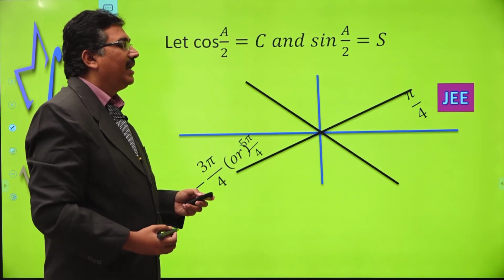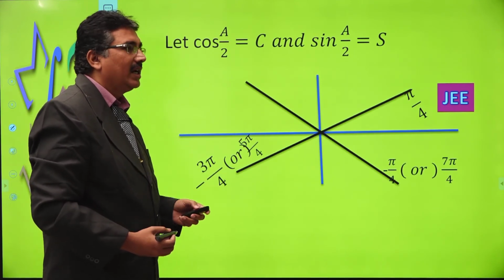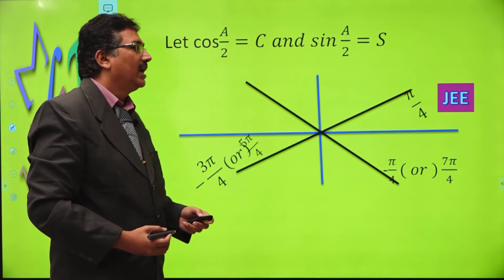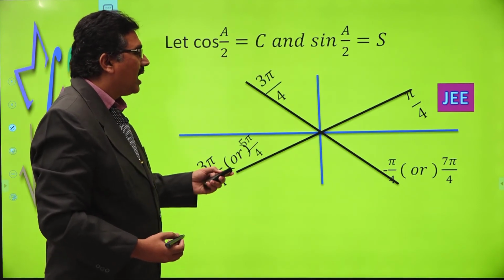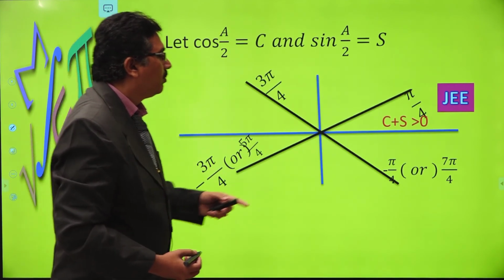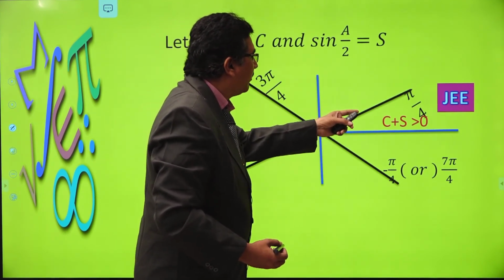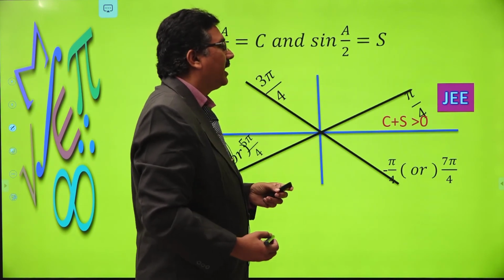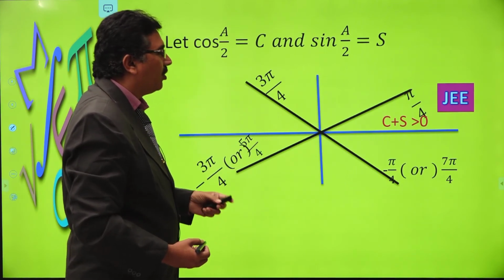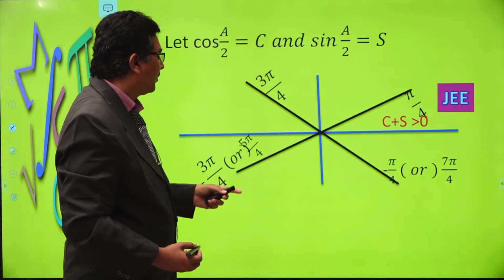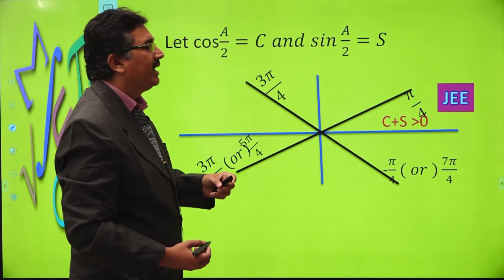Now the coordinate plane is divided into 4 regions, not quadrants. The 4 regions are minus pi by 4 to pi by 4, this is one region. Now pi by 4 to 3 pi by 4, that is another region. 3 pi by 4 to 5 pi by 4 is another region, and 5 pi by 4 to 7 pi by 4 is the fourth region.